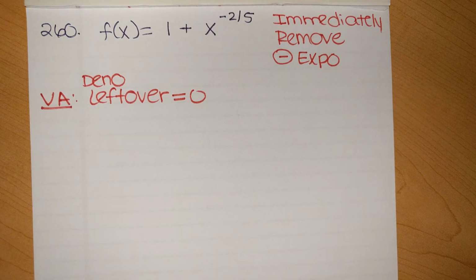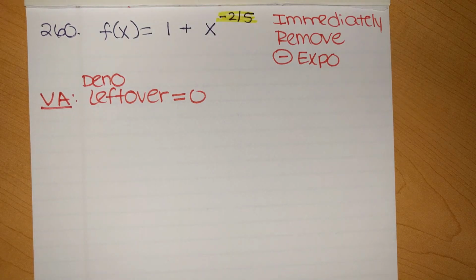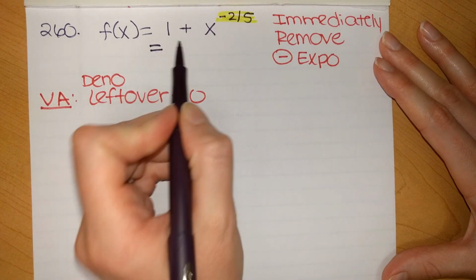Now, again, whenever you have a negative exponent, as we talked about in number 259, we do not really know how to deal with these negative exponents unless we remove them. So immediately, do not keep those negative exponents. Go ahead and rewrite it.